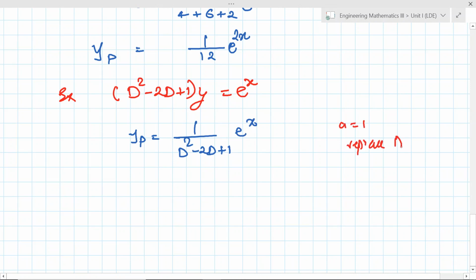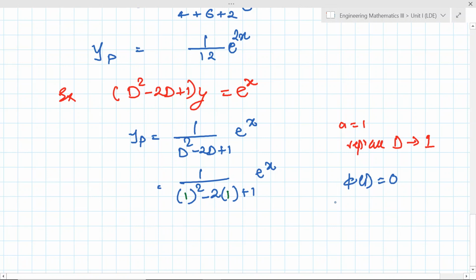Replace D by 1. Now what do I get? This is equal to 1 upon 1 square minus 2 into 1 plus 1, e raised to x. See, 1 square is 1, minus 2, plus 1, it is 0. See here phi of 1 becomes 0. Case fails. Now what do we need to check?